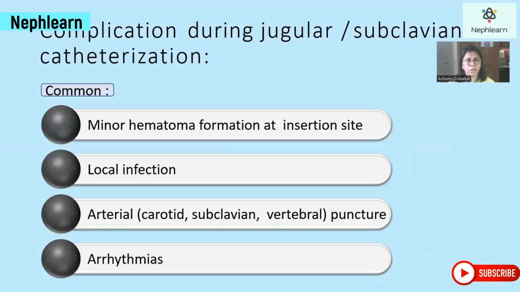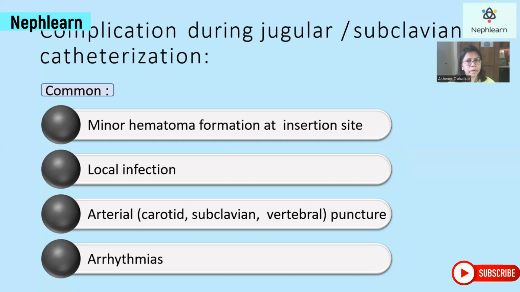Even during catheter insertion, we can see complications which are common, like a minor hematoma formation at the insertion site. What is a hematoma? It is an extravasation of blood in the subcutaneous tissues and often appears as a blue or a black injury at the site. Patients and relatives often get alarmed seeing this hematoma, but it actually is not of much significance. Sometimes at the site of hematoma, we may have a local infection. Hematomas usually form when there are multiple attempts at puncture and the search for the vein is more.